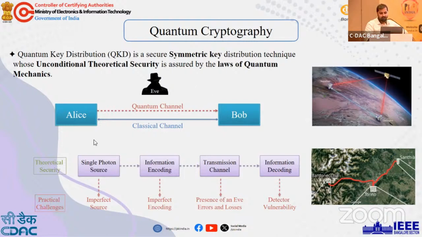As I said, physical components are associated with this, and based on that, there is DI, device independent, where there is no dependency on the devices. DI QKD systems exist, but they suffer from a highly complex system as well as a very low key rate. So what is the alternative? It is MDI QKD.